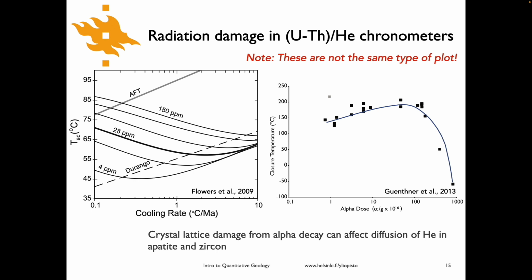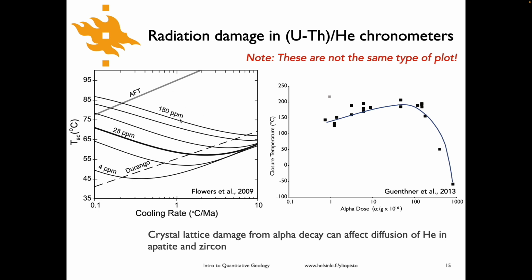So when there's an alpha decay, there's a small amount of damage that occurs around the parent isotope where the decay took place. And the damage there results in areas where you can have enhanced trapping of the helium inside the crystal. And so you can end up with these weird behaviors like what's shown in the plot here.